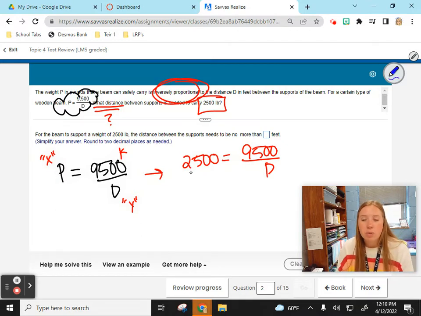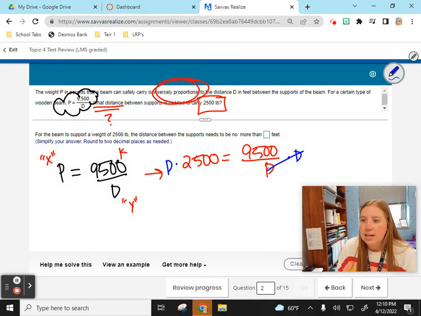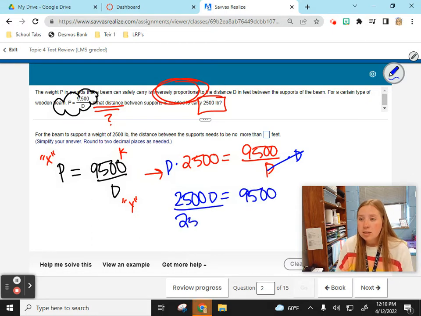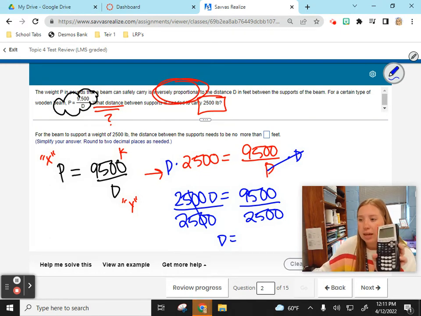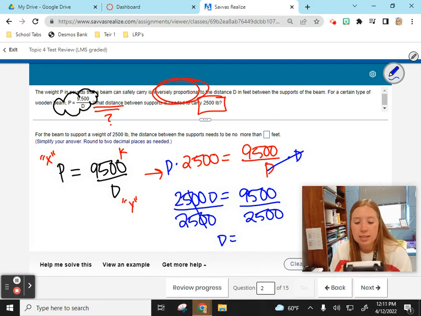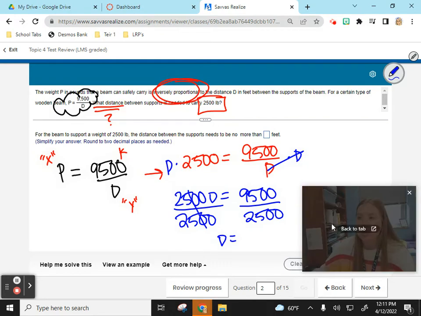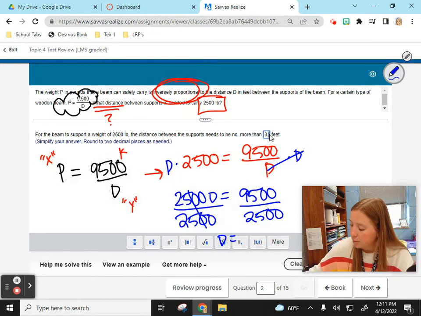And then I'm just solving this equation. Going to multiply by D on both sides. That's going to cancel out. 2,500D equals 9,500. And I'm going to divide both sides by 2,500 here. And that's going to be my final answer. This one says round to 2 decimal places as needed, so I might have to round here. My calculator gives me a fraction 19 over 5, which is the same thing as 3.8.